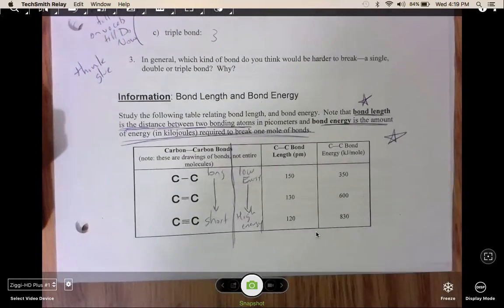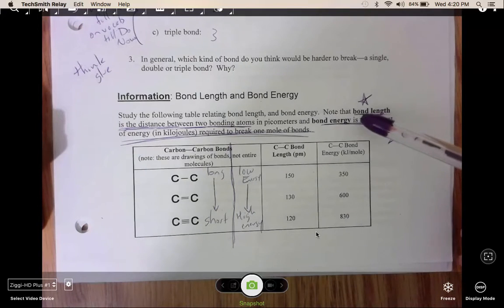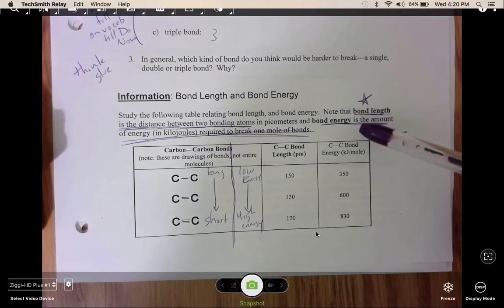Next, we come down to bond length and bond energy. These are two definitions that I forgot to add to your vocab sheet. So you should have a little bit of room under VSEPR theory to be able to include these definitions. Remember, bond length is just the distance between two bonding atoms, and bond energy is the amount of energy needed to remove or destroy the bond.